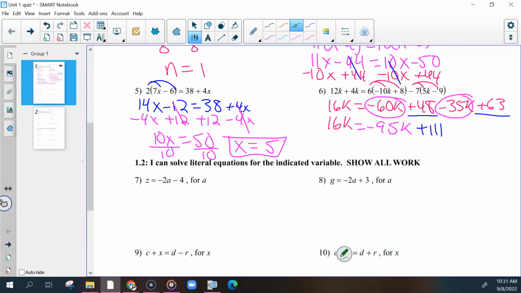I did see some of you move 16k over, which is not an incorrect step. You can do that. But if you move this over, there's nothing left on this side. So you have to put 0 equals and keep solving. Or, to avoid that, you could just move 95k back. And then divide everything by 111.